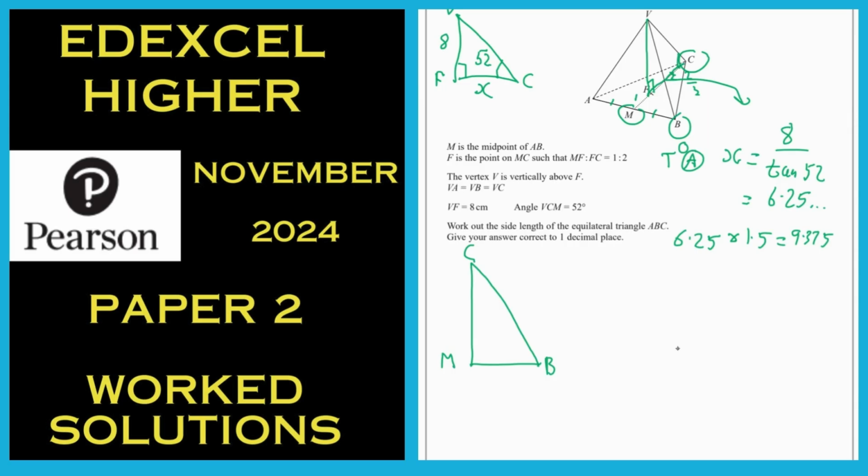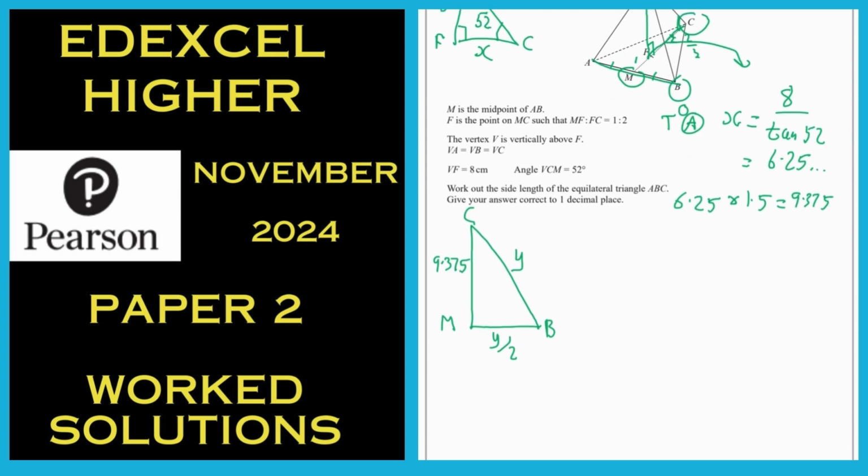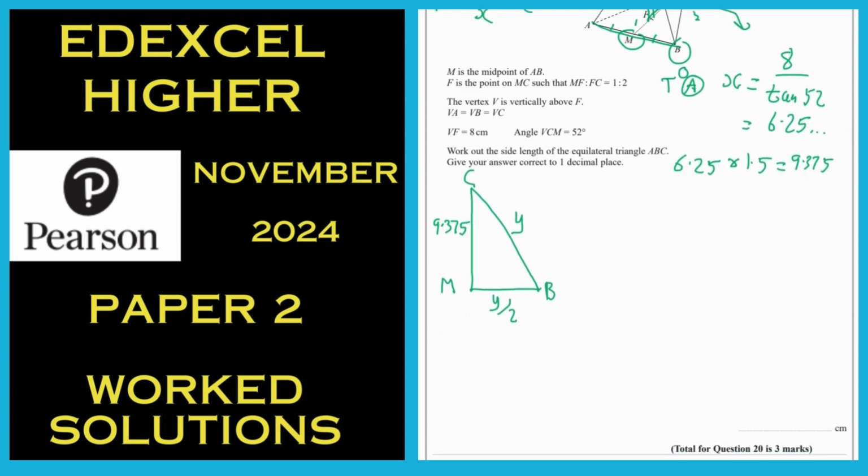We are told that the distance CB and the distance AB is the same. We're told it's an equilateral triangle, but that M is the midpoint, meaning that's half the size. And we've got the 9.375 in there. Yes, folks, it's now a Pythagoras question, because M being the midpoint makes that a right angle.